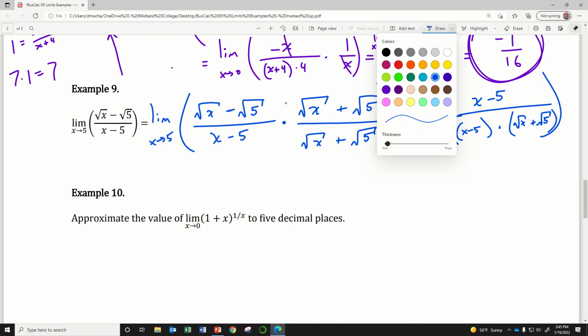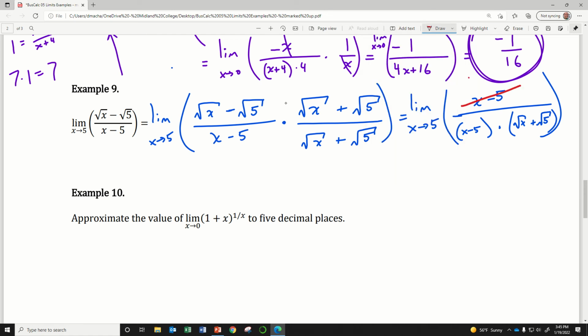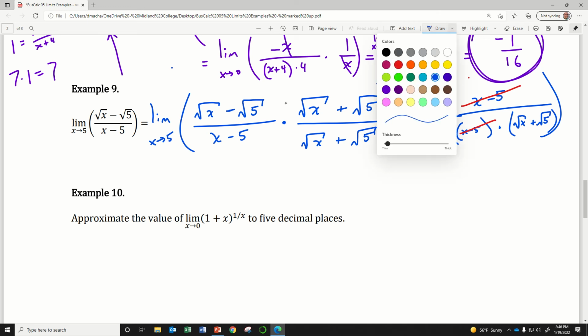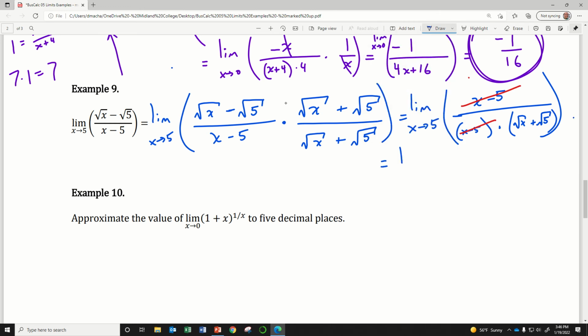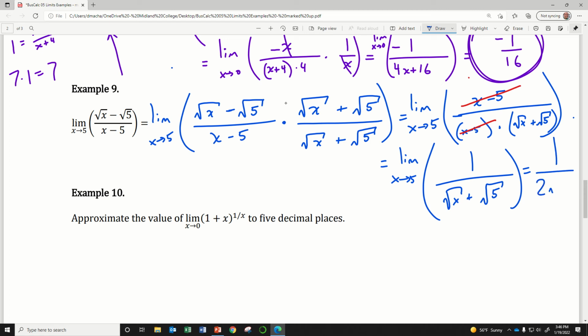Seeing that my numerator and denominator have the same factor, namely x minus 5 in the numerator and x minus 5 in the denominator, I can cancel these. I'm talking about the limit now as x approaches 5 of 1 over root x plus root 5. If I plug in 5 for x, you can check this yourself, this answer is going to be 1 over 2 times square root 5 in the denominator. So this is our answer.